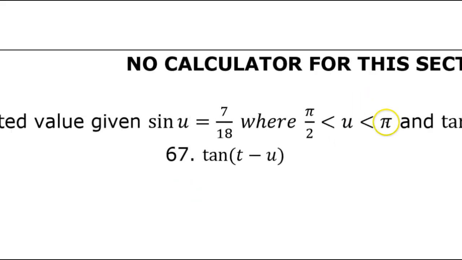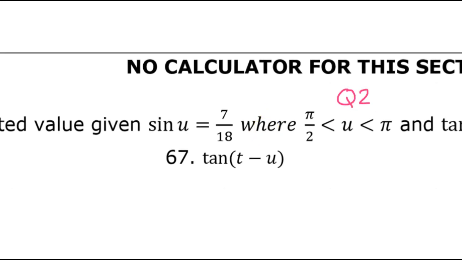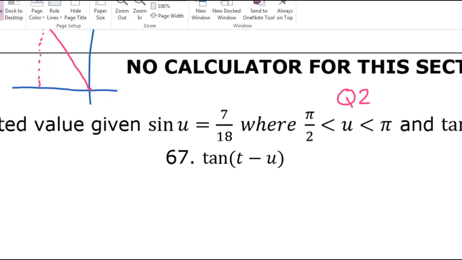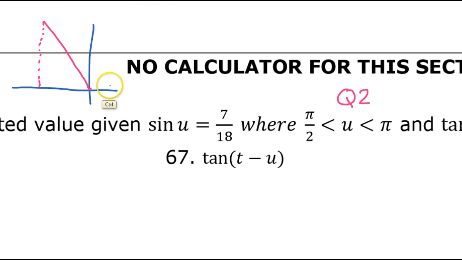Now, when they tell us that angle U is between pi over 2 and pi, they're basically telling us that we are in the second quadrant. So you want to go ahead and draw yourself a diagram in the second quadrant. So that's going to look like this. All right, here we are in the second quadrant. And let's go ahead and label this as angle U.